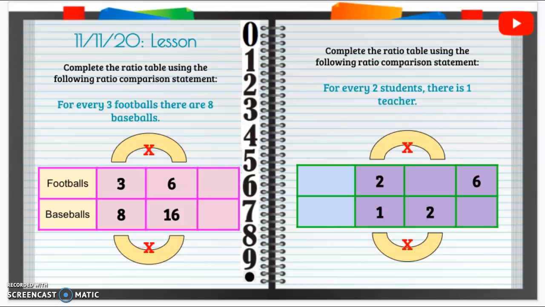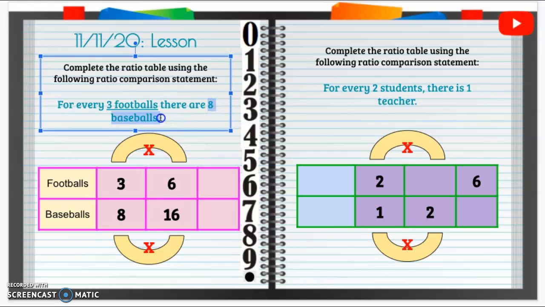November 11th, 2020 lesson. All right, so we're going to complete the ratio table using the following ratio comparison statement. We're going to look at our ratio comparison statement. For every blank there are blank. For every 3 footballs there are 8 baseballs.